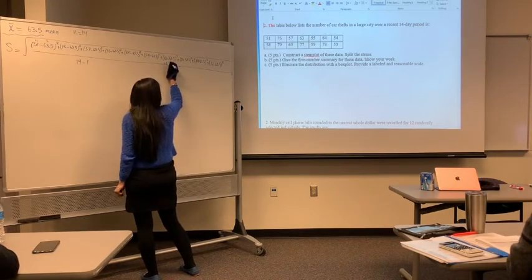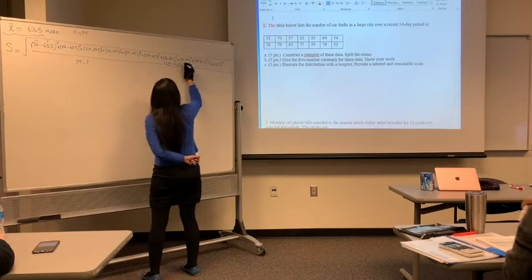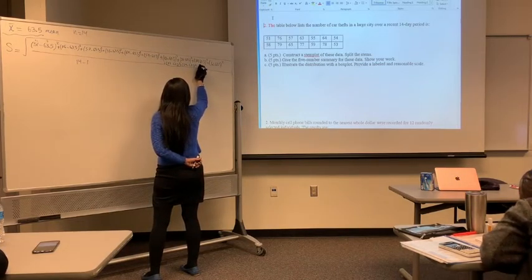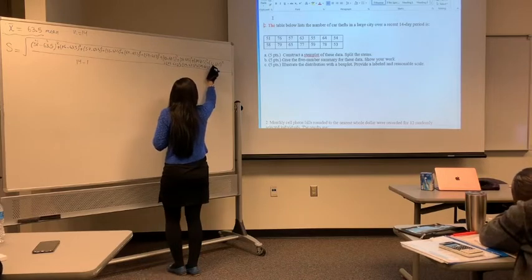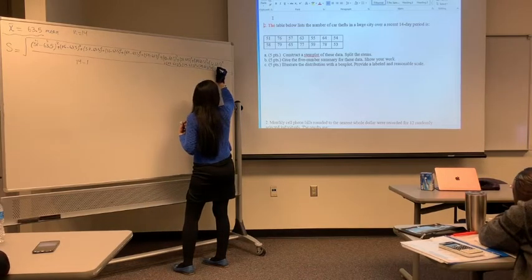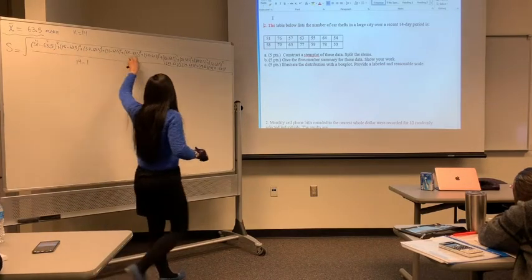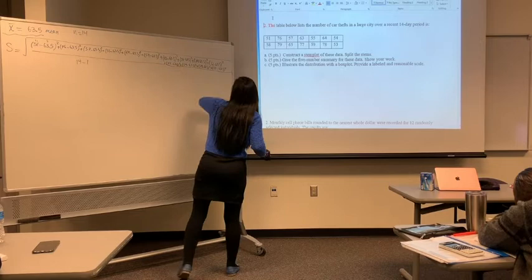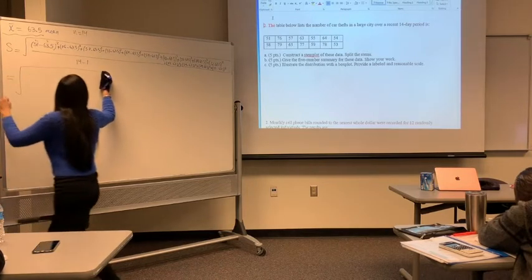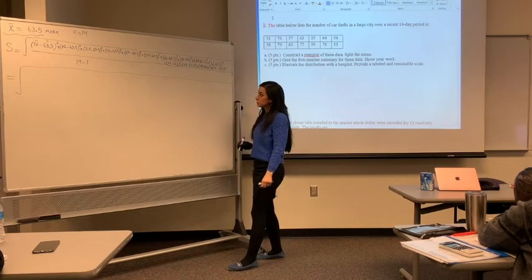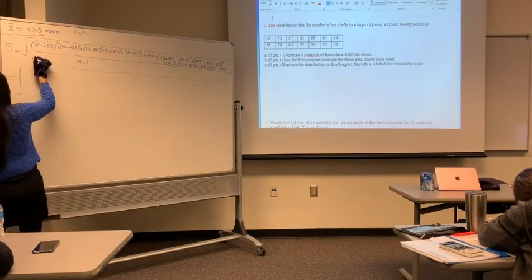I'm continuing here, okay? 65 minus 63.5, and then I have 4 more. 77 minus 63.5 power 2 plus 59 minus 63.5 power 2 plus 78 minus 63.5 power 2 plus 53 minus 63.5 power 2. I have 14 of them.